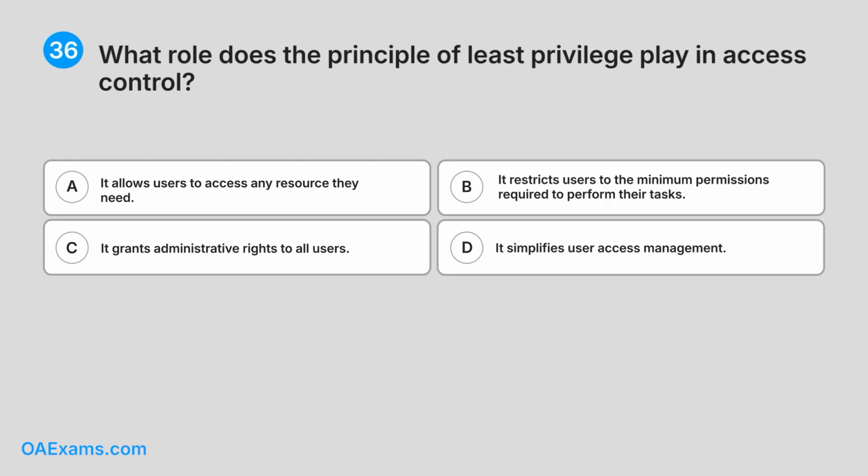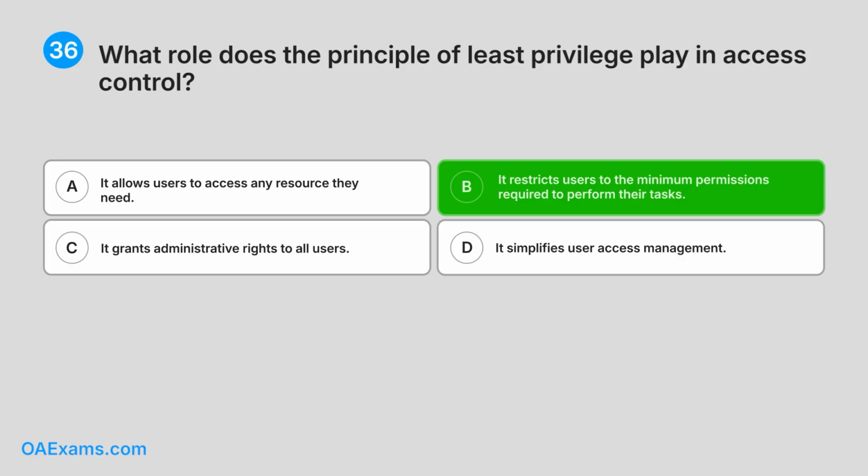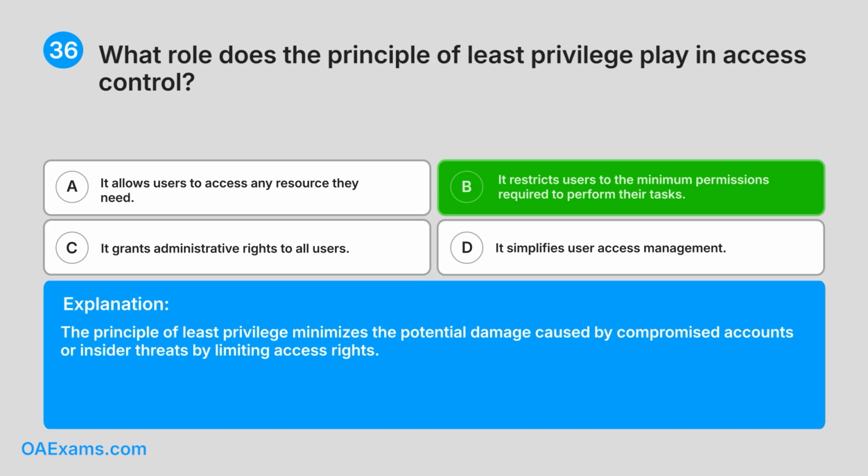Correct answer. B. It restricts users to the minimum permissions required to perform their tasks. Explanation. The principle of least privilege minimizes the potential damage caused by compromised accounts or insider threats by limiting access rights.